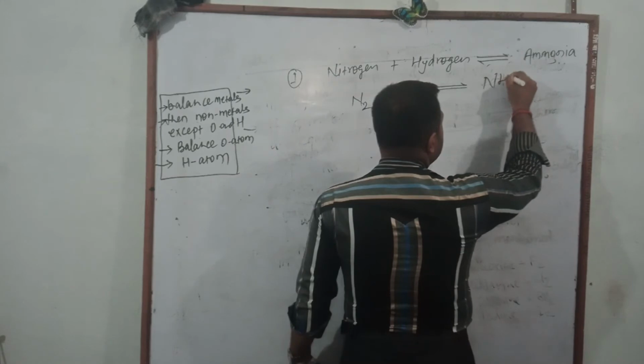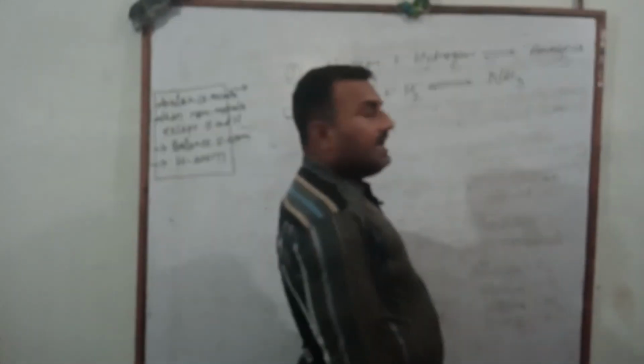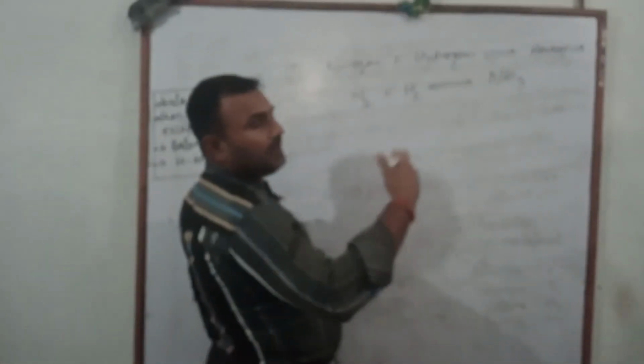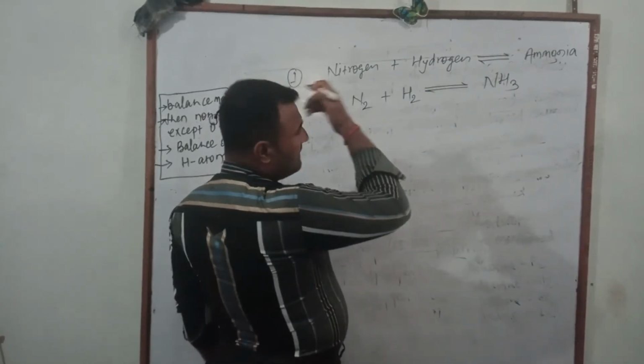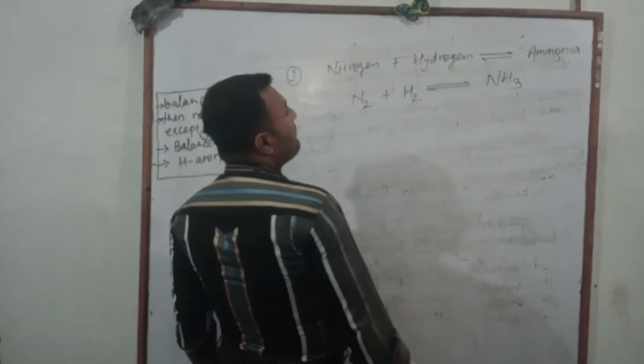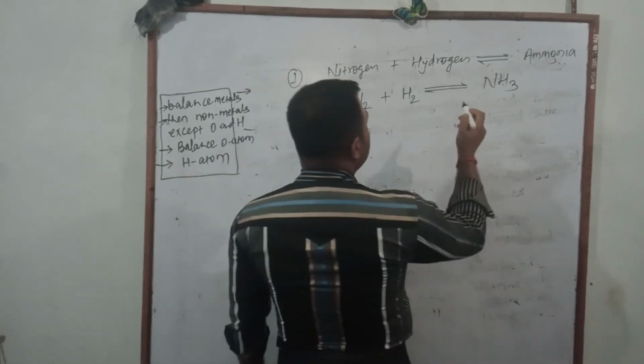Ammonia is represented by NH3, and then we count the number of metals. There is no metal. Now non-metals except oxygen and hydrogen.